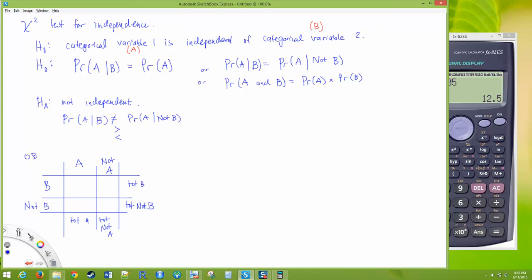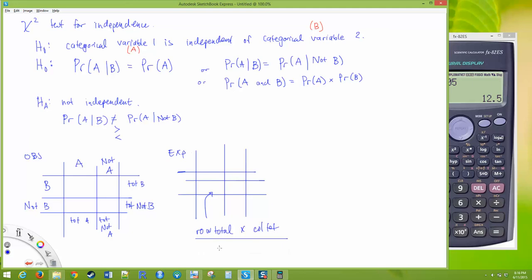And so this will be your observed. You'll have your observed table and then your expected table. Same thing. Okay, but each cell will be, you do row total times column total divided by grand total. Okay, and then your chi-squared statistic, observed minus expected, quantity squared over expected for all internal cells. Okay, and then degrees of freedom is equal to number of rows minus 1 times number of columns minus 1.